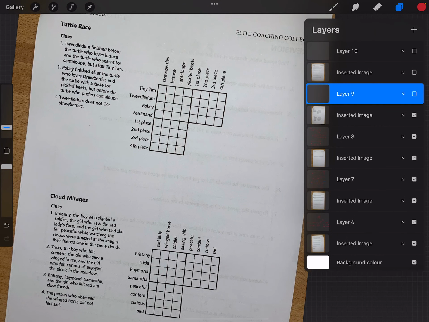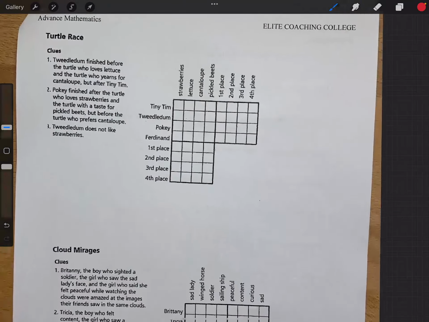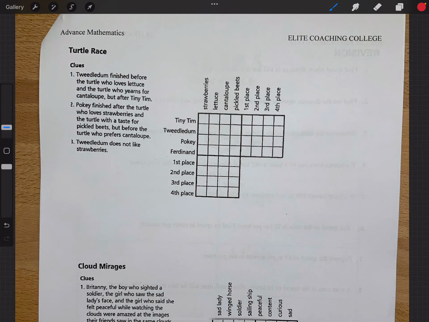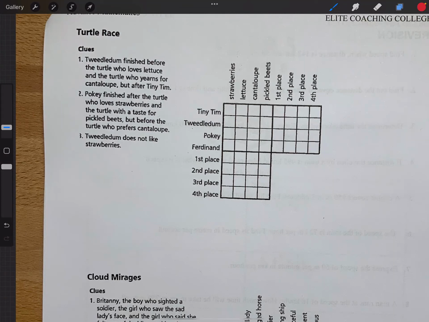Let me double check. Yep. Okay, so this one, we're gonna use the clues to fill in the table, and let's give it a try.